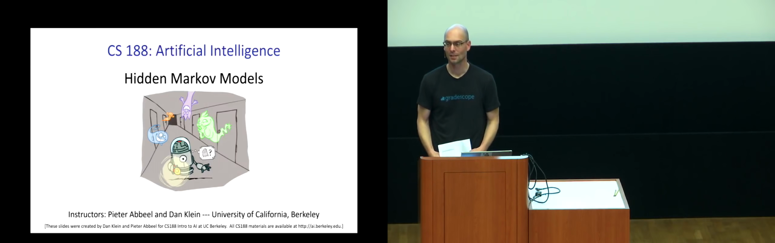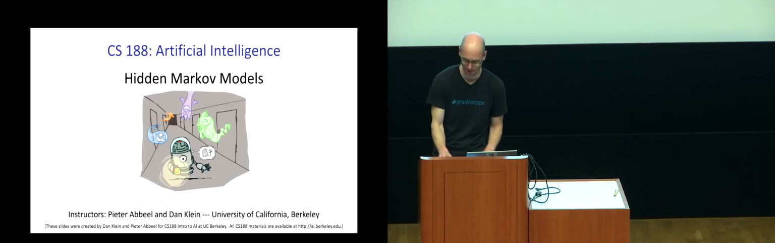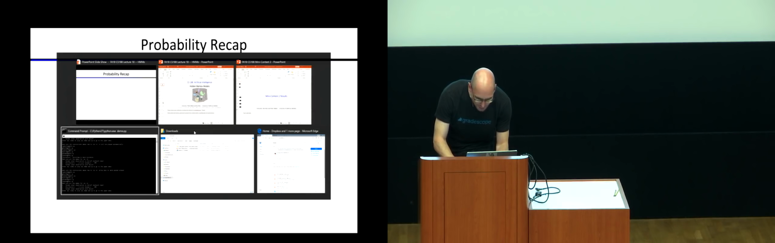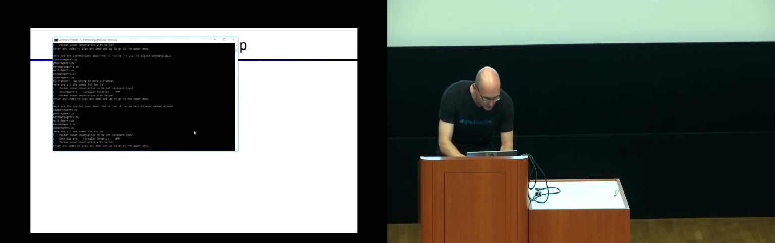Okay, today's topic is hidden Markov models, possibly the most frequently used Bayes net model. Actually, before we do the math, let's look at a quick demo. So, this is what the Pacman world in your project 4 will look like.